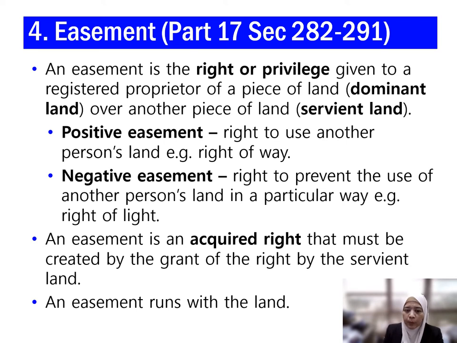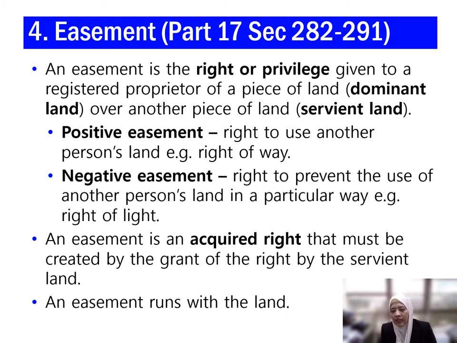It is given to a registered proprietor of a piece of land, which is the dominant land, over another piece of land. The right is given to the dominant land to use or to do something on the servient land. In the case of positive easement, it is the right to use another person's land, for instance right of way. For negative easement, it is the right to prevent the use of another person's land in a particular way, so right of light, for instance.